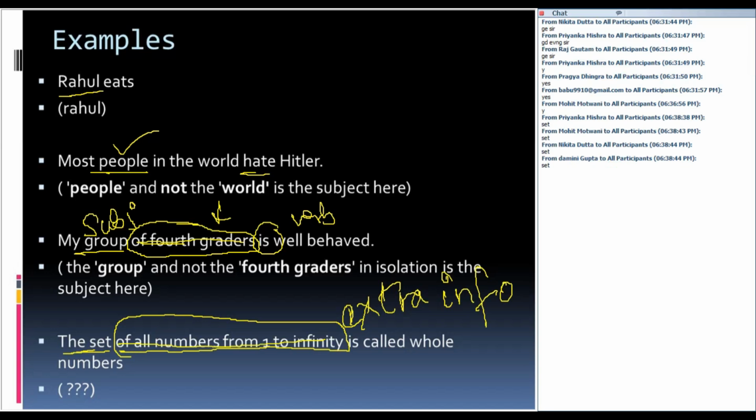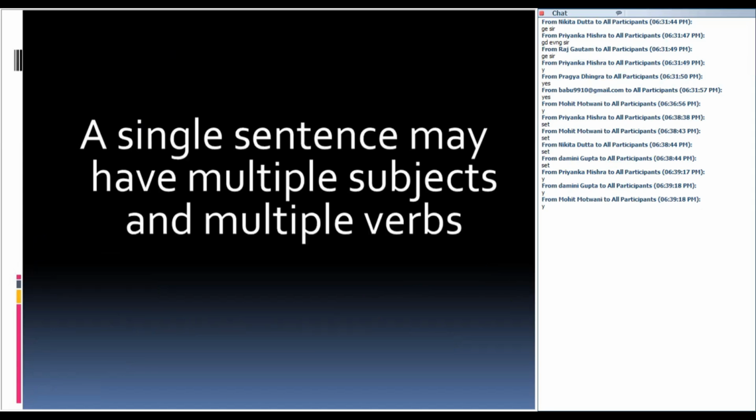These are simple examples. Okay, we will introduce complications later. Also understand that there can be sentences where you can have multiple subjects and also multiple verbs. It's not always the case that the sentence will just have one subject. No, there can be multiple subjects and there can be multiple verbs also.